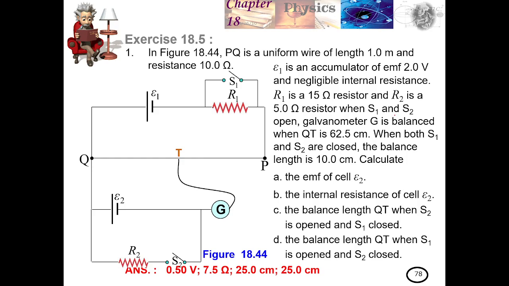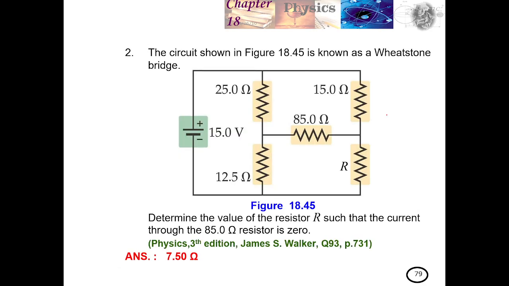Okay. So this is actually not a question on Wheatstone, but this is just a revision on the potential divider. Okay. So this is another question you can use. You can try it out. Okay, the answer is 7.50 ohm.